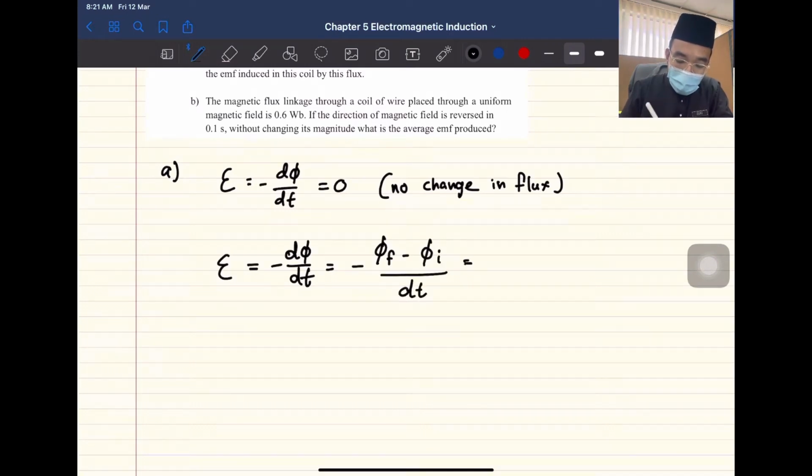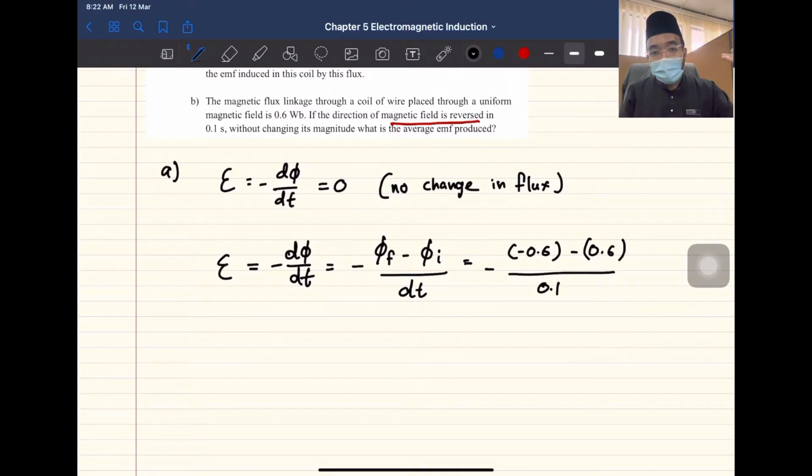But since they flip it, what is changed here? The magnetic field is reversed. So if you still remember the formula for magnetic flux, B A cos theta, the theta represents the angle between B and A. So if you flip, you get one at 0 degrees and another at 180 degrees, which is negative to the initial value. So let's say the value is 0.6, so final would be negative 0.6. So I'm going to write this one as negative 0.6 minus 0.6.